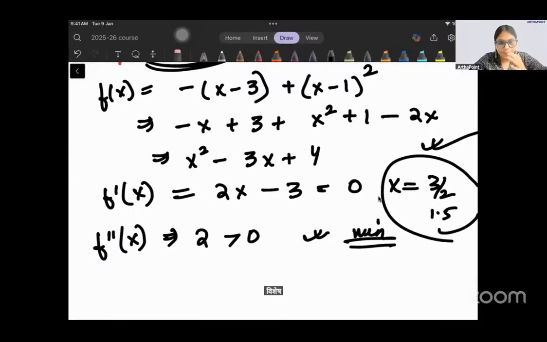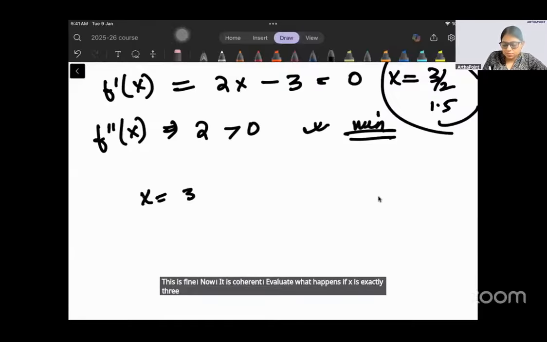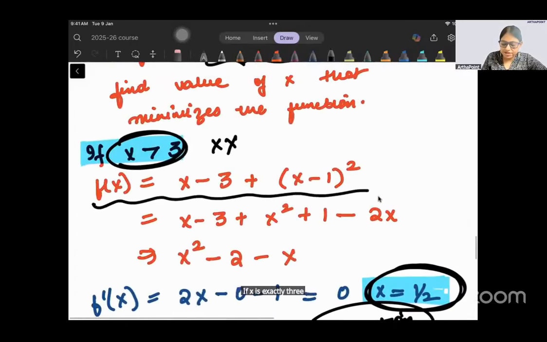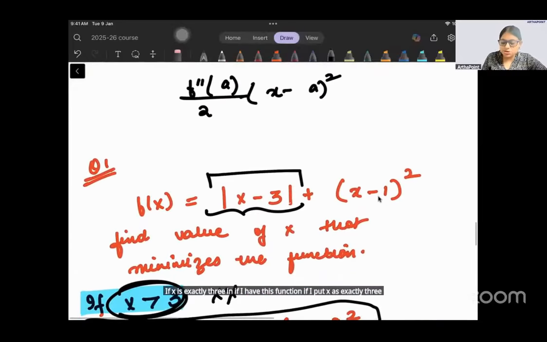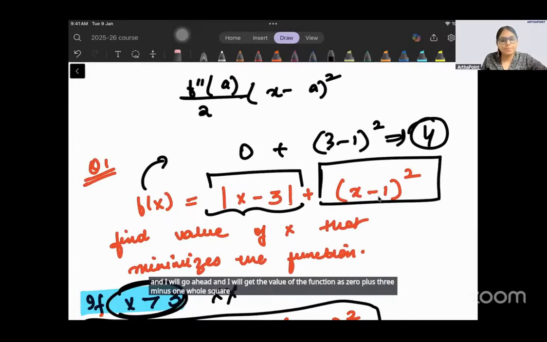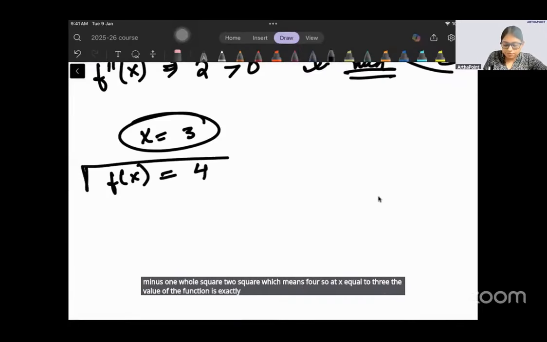This is fine. Now let's go ahead and evaluate what happens if x is exactly 3. If I put x as exactly 3 in this function, then this will become 0. Right? I can directly find the value. I don't need to do anything. And I will get the value of the function as 0 plus 3 minus 1 whole square, 2 square, which means 4. So at x equal to 3, the value of the function is exactly 4.